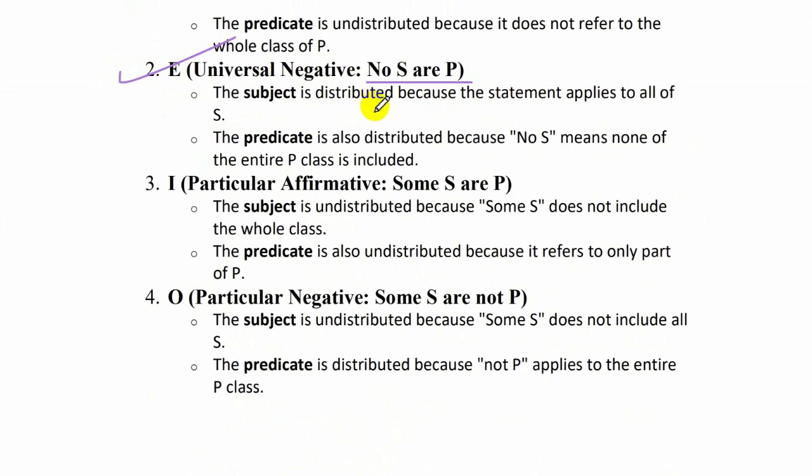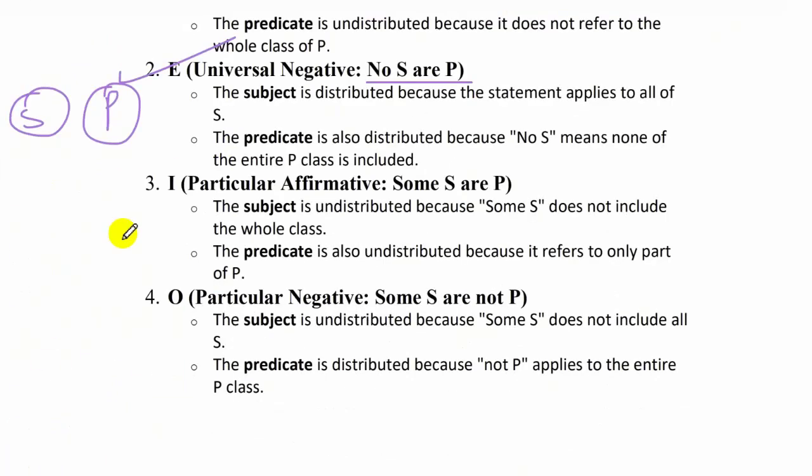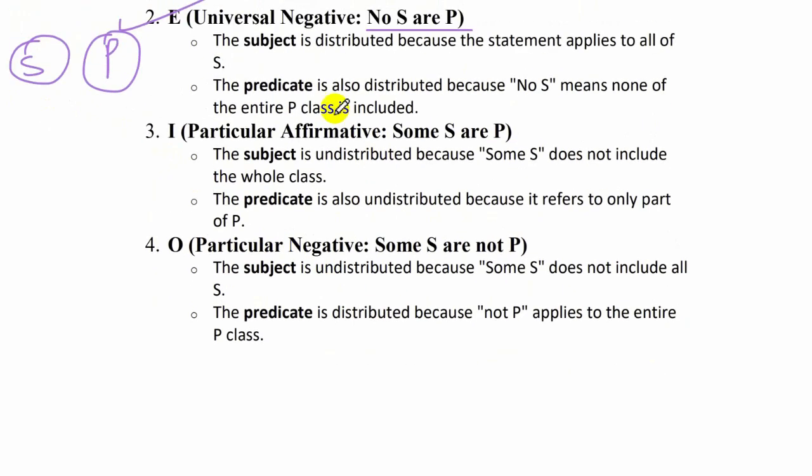E, universal negative, No S are P, again standard logical format. The subject is distributed. Why? Because the statement applies to all of S. This one is also explained. All of S, all of P. Here S is separate. If everything in S is separate, then it is distributed. Everything in P is separate, so that is distributed. Even if it combines, then it is undistributed. The predicate is also distributed because no S means none of the entire P class is included.